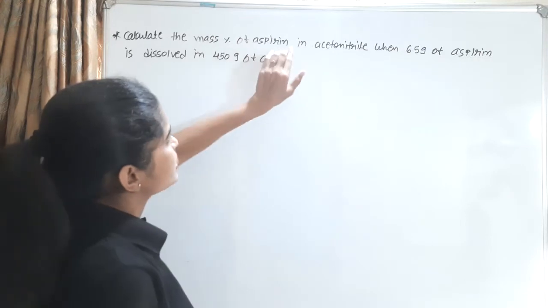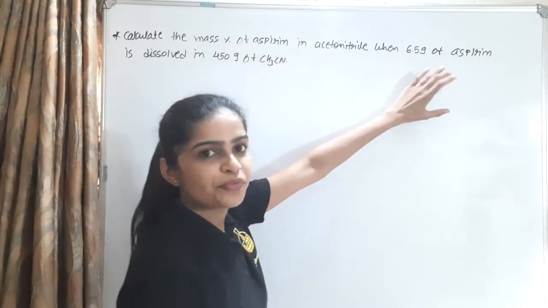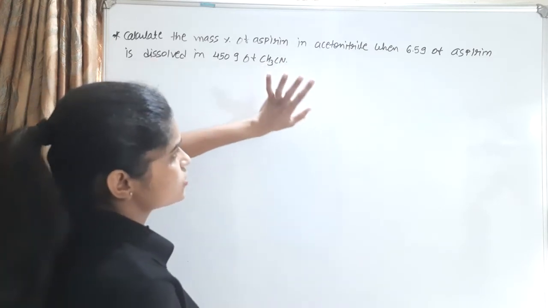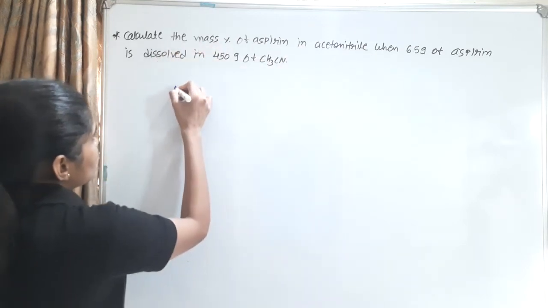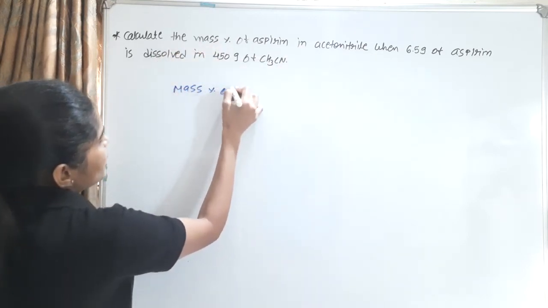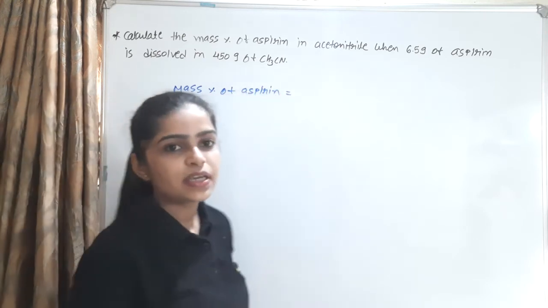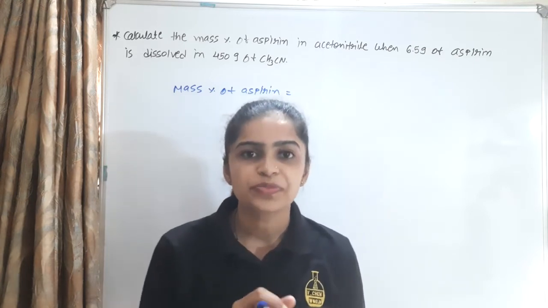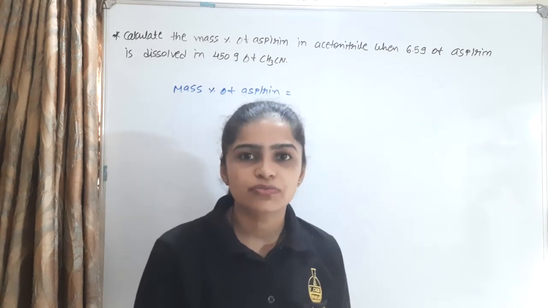The mass percentage of aspirin in acetonitrile when 6.5 gram of aspirin is dissolved in 450 gram of acetonitrile. So we find out the mass percentage of aspirin. We know how to find out the mass percentage. That is the percentage W by W: the mass of the solute divided by the total mass of the solution.